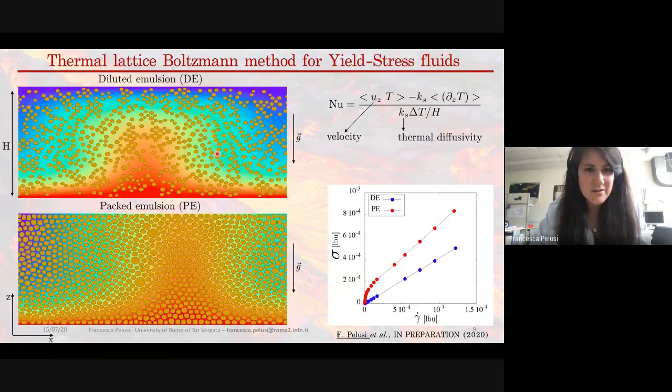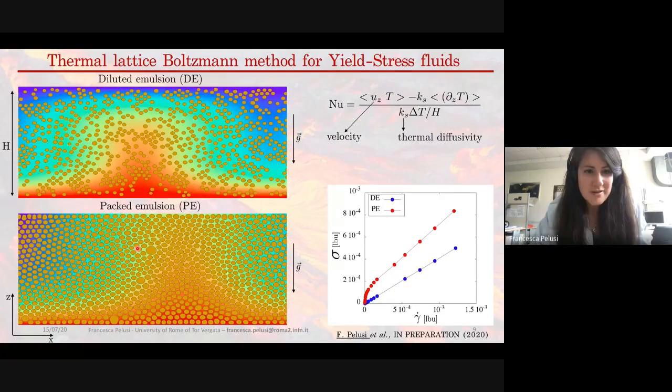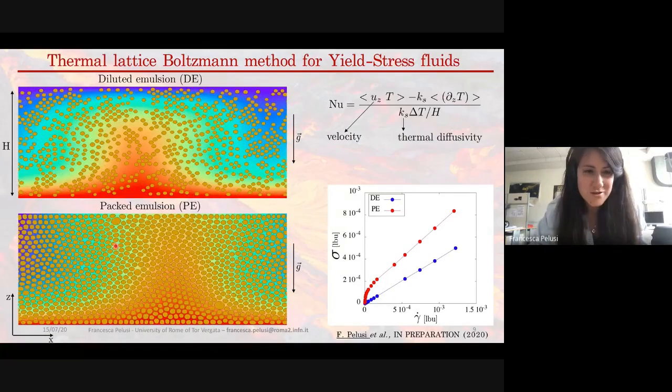Here you can see, in the top panel, a diluted emulsion, so the packing fraction of the bubbles is quite low. In the second case, the packed emulsion, we have a highly concentrated emulsion.